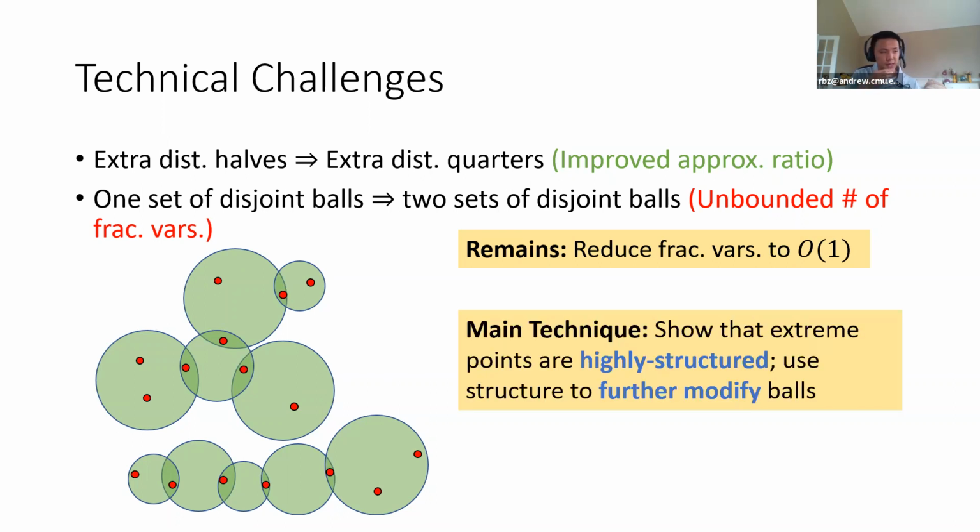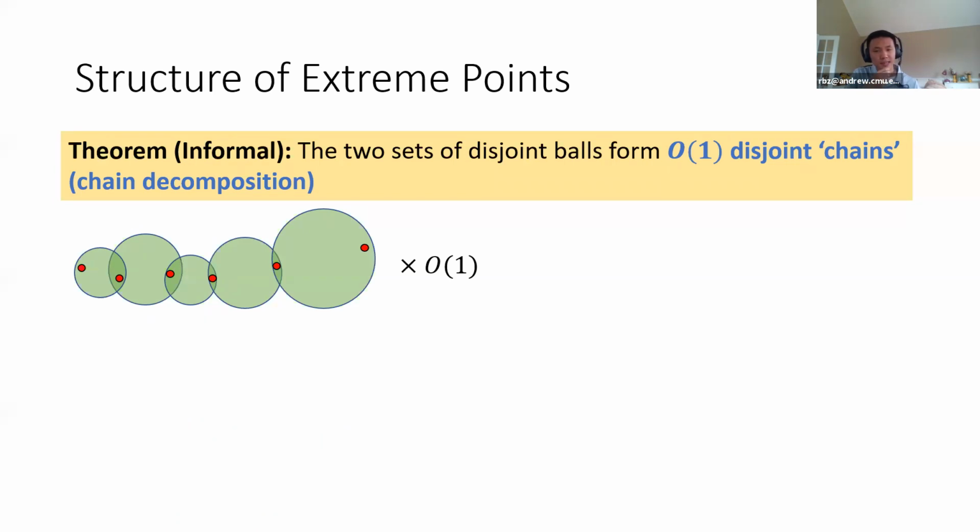The main technique we're going to use to do that is to show that these extreme points, resulting from these two sets of disjoint balls, are actually highly structured. And we're going to use this structure to further modify the tight constraints and bring our solution down to a constant number of fractional variables. So what is this structure? Informally, our main structural theorem is that the two sets of disjoint balls form a constant number of disjoint chains. We're going to call this object a chain decomposition.